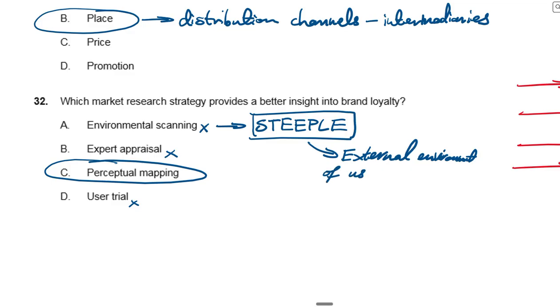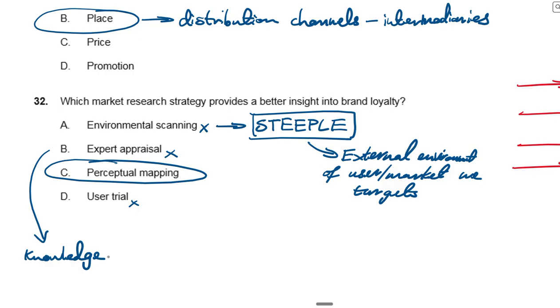Of user or market we target, business targets. Expert appraisal is looking at the knowledge and skills of specific experts. So we talk to experts, maybe interview or just giving them our product, right?